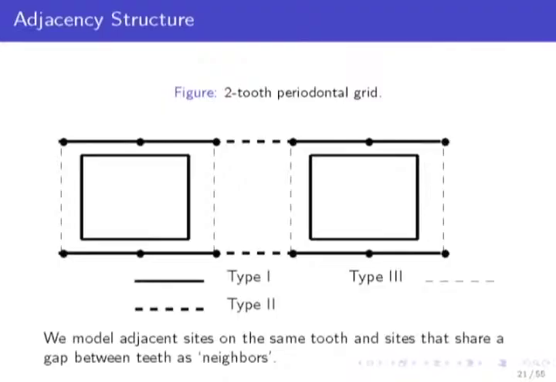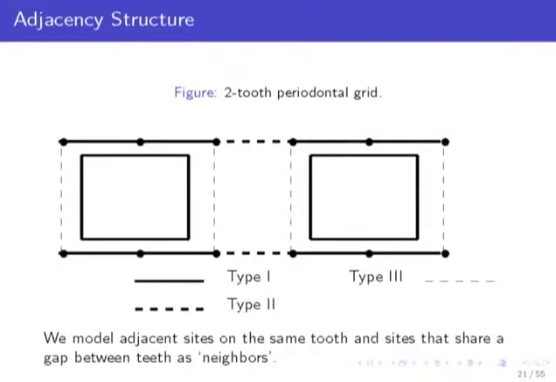This is our periodontal grid. Here I am defining how our neighborhood structure is built. If you consider this particular site, this is a tooth, and there are 6 sites for every tooth that I'm measuring. If you consider this particular site, then the neighbors would be this site and this one. If you consider this one, then the neighbors would be this site, this one, and this one. So we modeled the adjacent sites of the same tooth and sites that share a gap between the teeth as neighbors. So for every site, there can be either 2 neighbors or 3 neighbors in my framework.